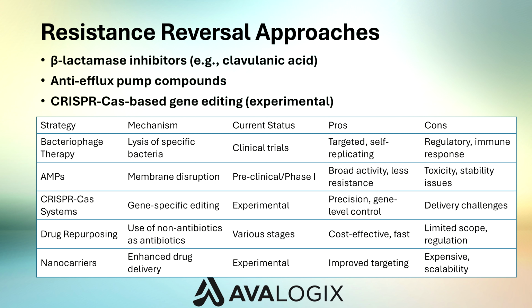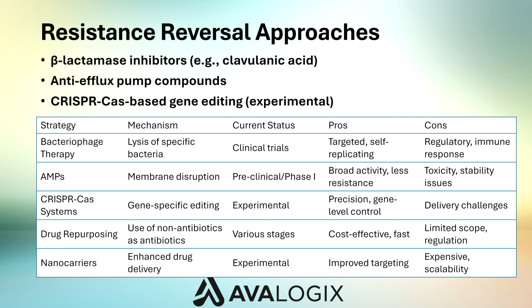What if we could not just stop resistance but reverse it? That's the idea behind resistance reversal. One approach is beta-lactamase inhibitors like clavulanic acid or avibactam. These are given with beta-lactam antibiotics to block the enzymes that would otherwise destroy them. Another strategy is efflux pump inhibitors. These compounds block the bacterial pumps that expel antibiotics. While none are in routine use yet, research is ongoing.